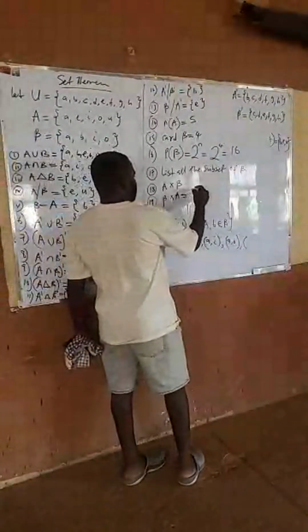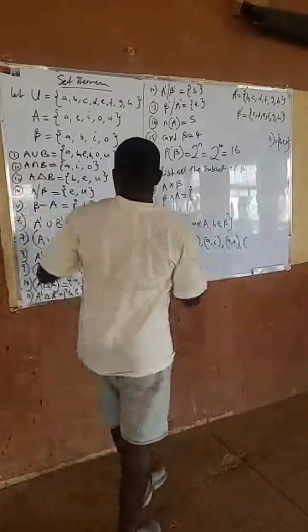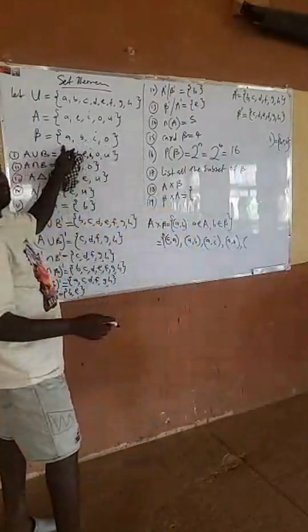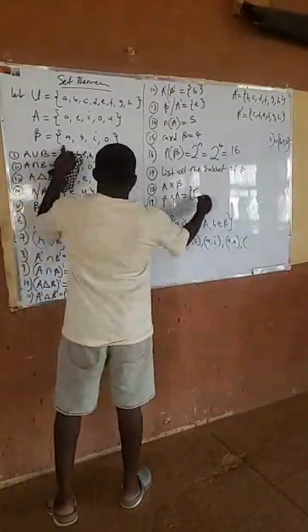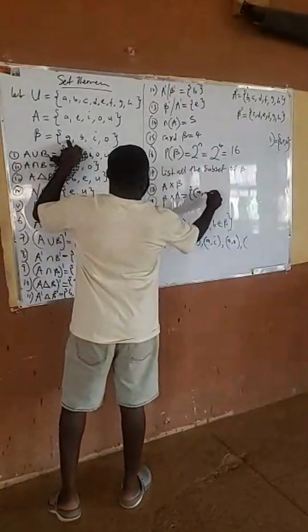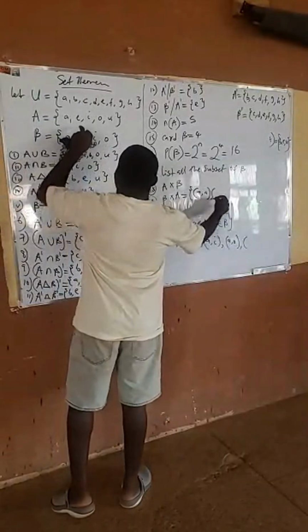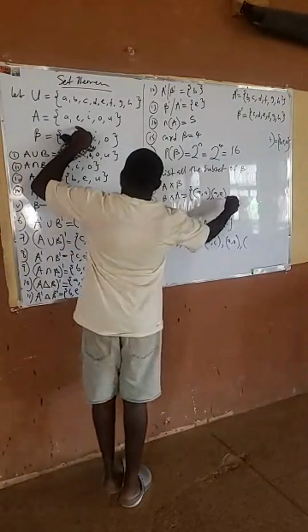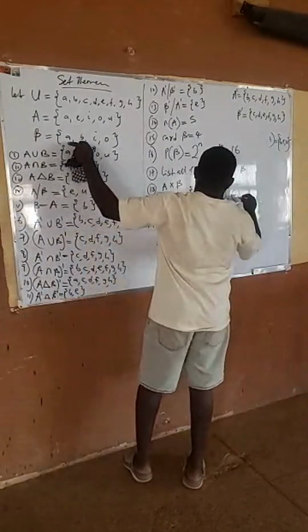So if you are done with that, you now do B cross A for me. Let me start it for you. B cross A is now resuming from B. So the first person I'm writing should come from B. That is A comma A. A comma what? E. A comma what?